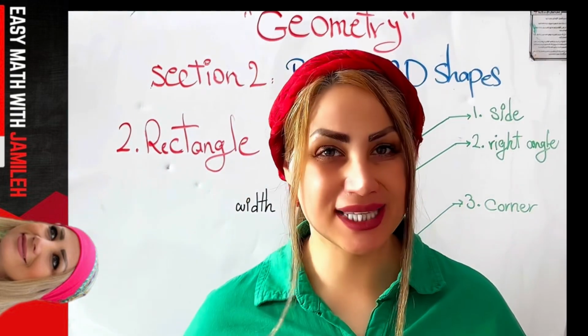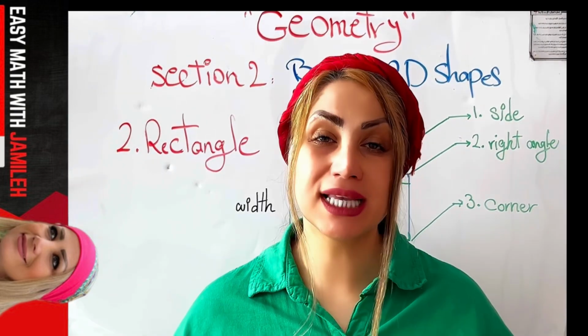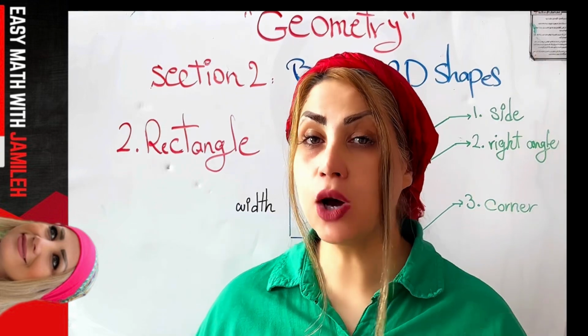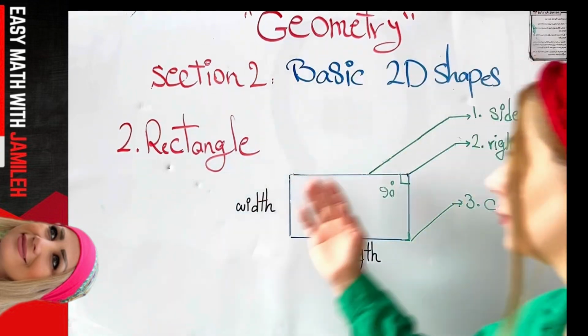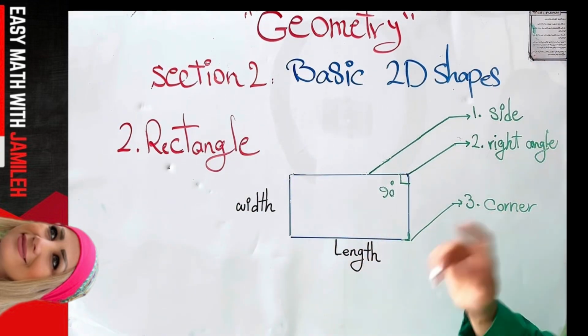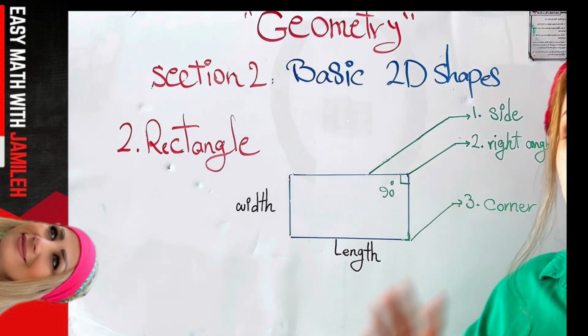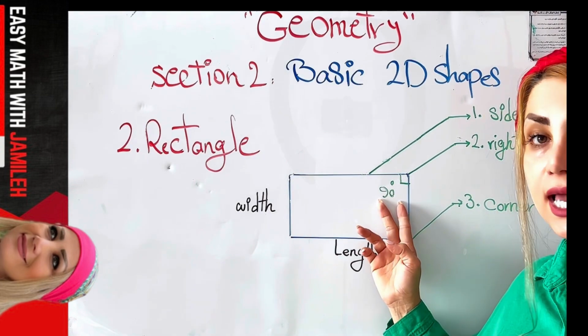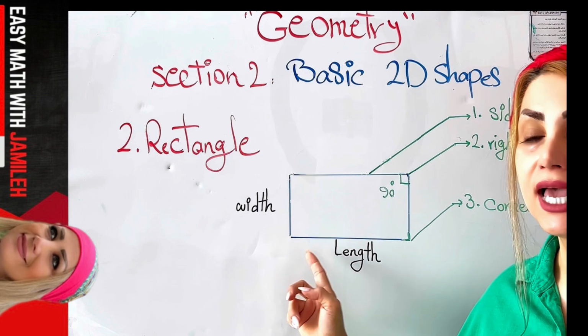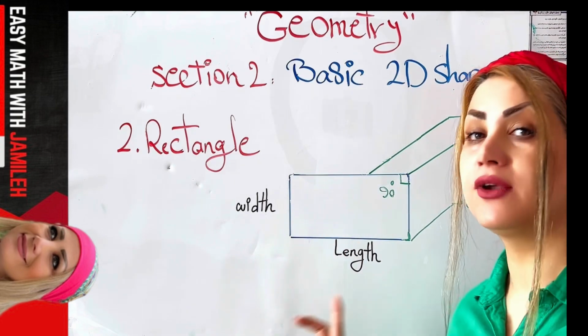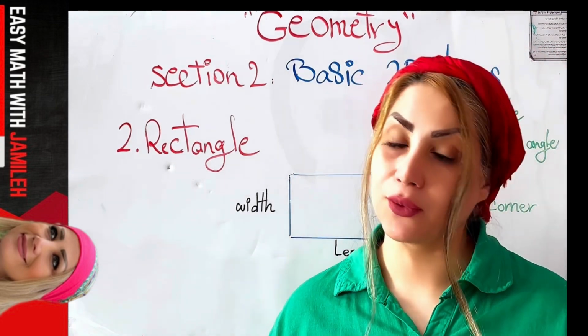Number two, rectangle. A rectangle has four sides with opposite sides being equal, like this. And also it has four right angles, 90 degrees, and four corners. And also width and length are the key measurements in a rectangle.